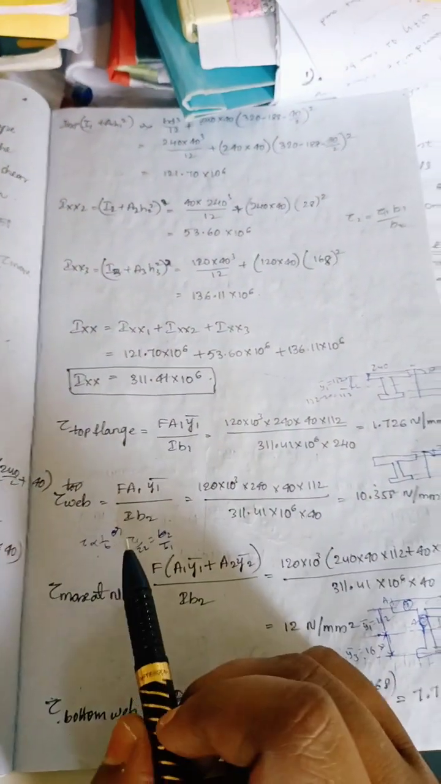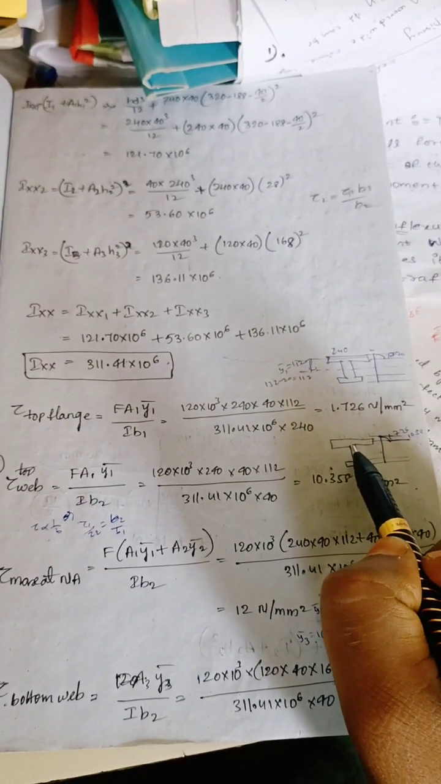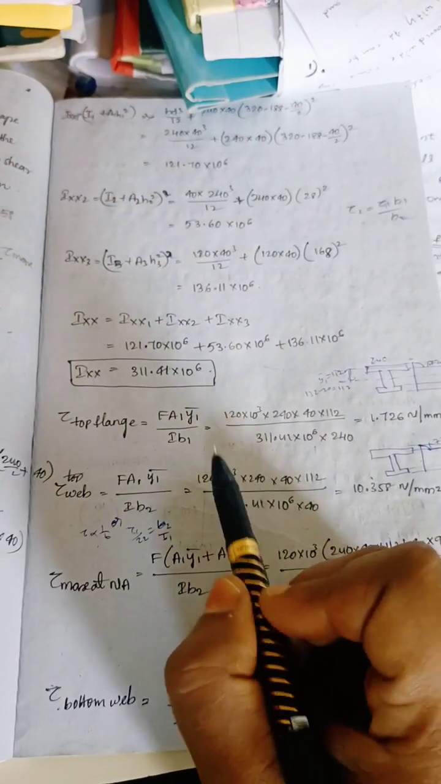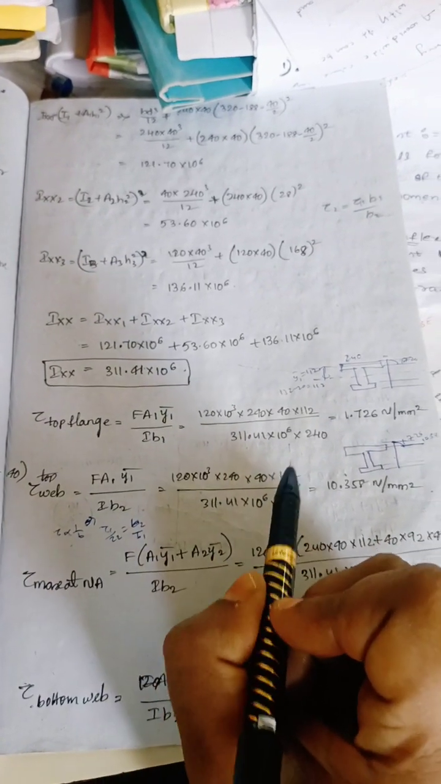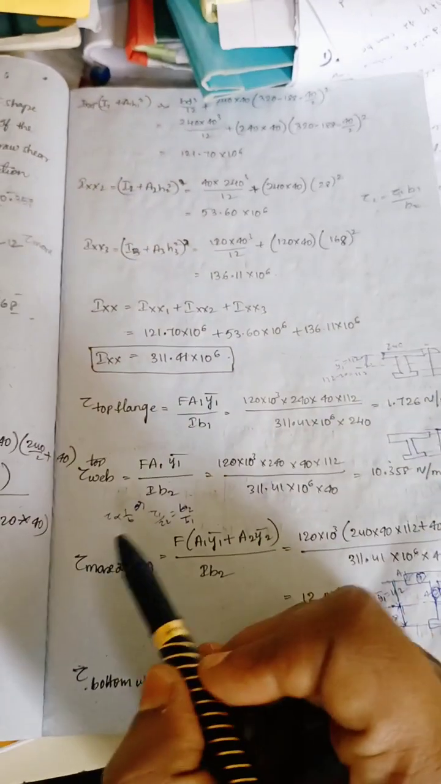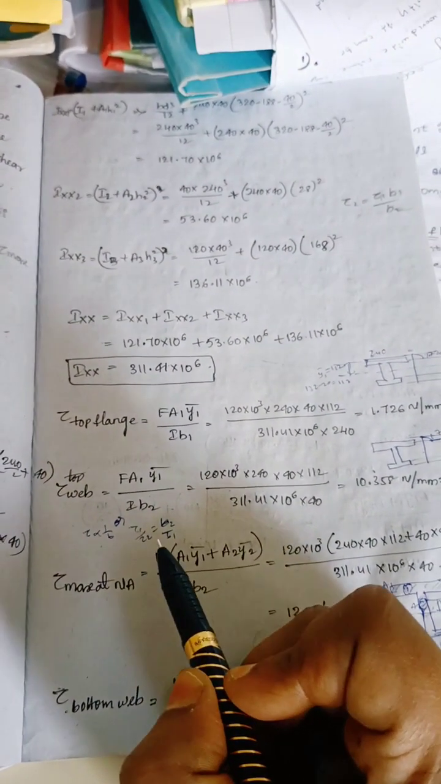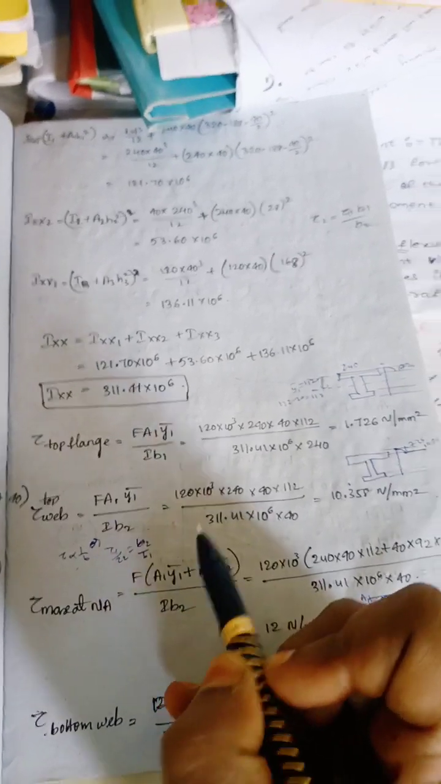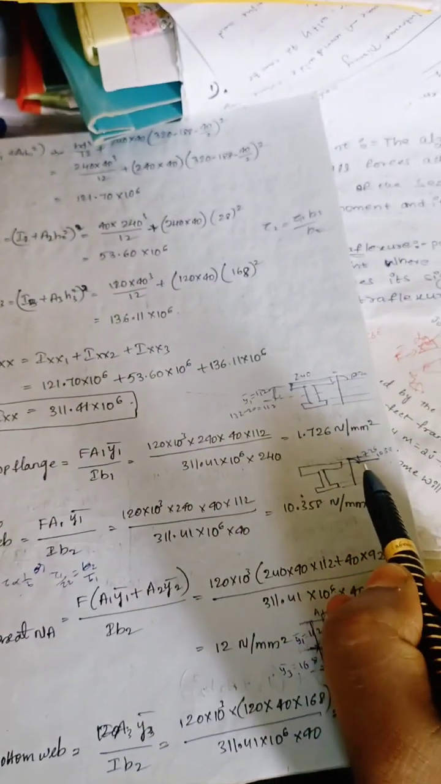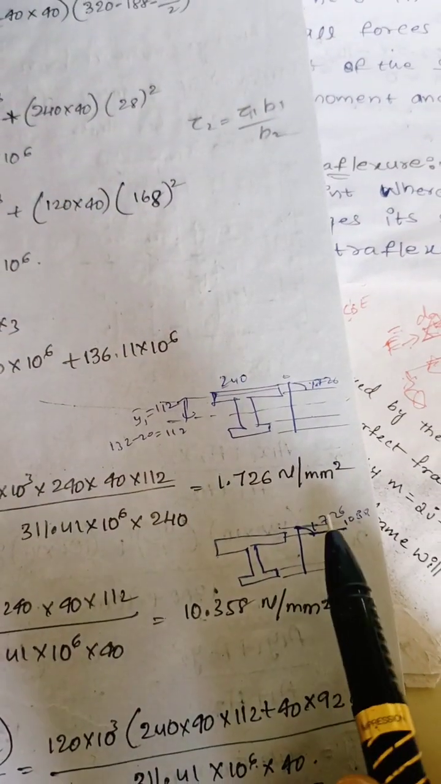Next, tau web. Tau web means at this portion, exactly at this portion. The same formula, but here b we need to change to 40. This thickness 40 we have to write. Or we can do it like this: tau is inversely proportional to b. Tau 1 by tau 2 equal to b2 by b1. In this way also we can find tau web. So here we have got 10.358.